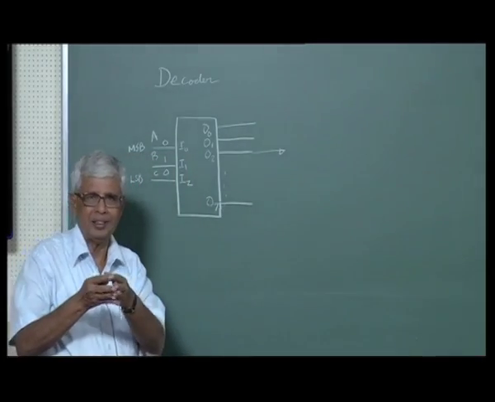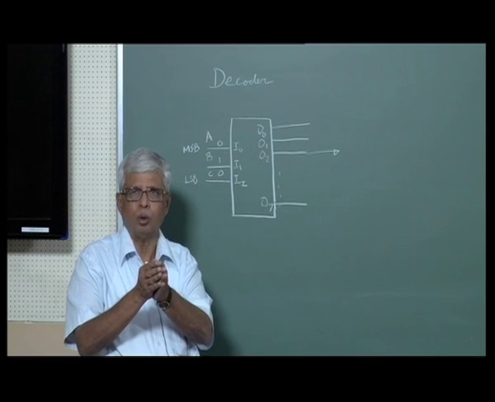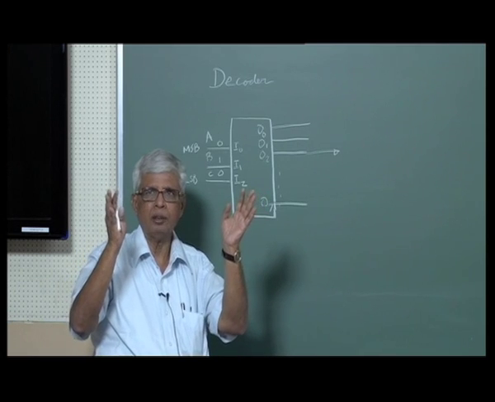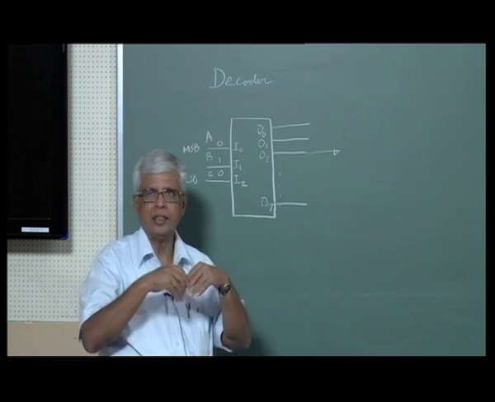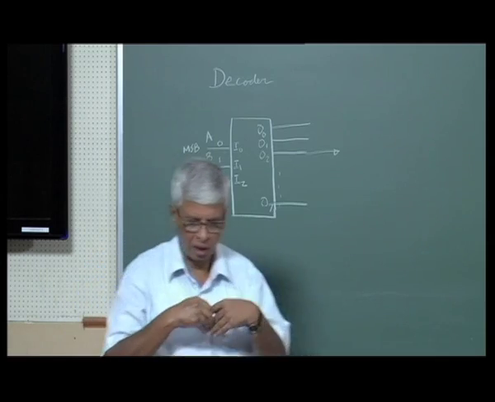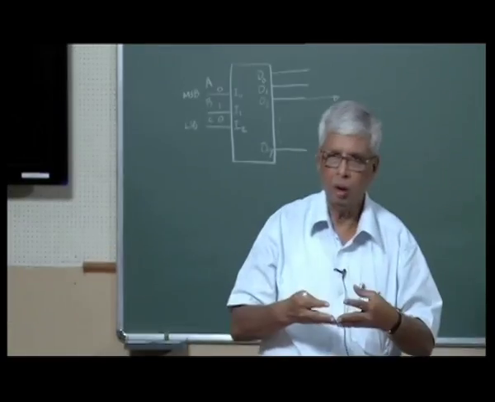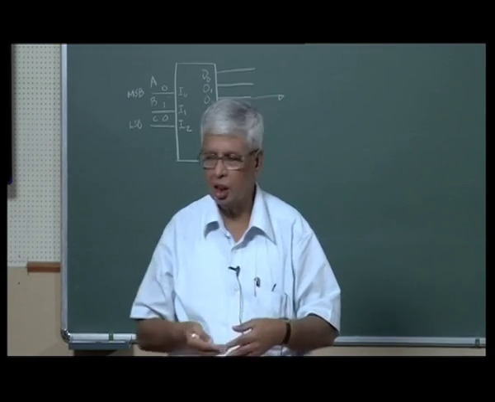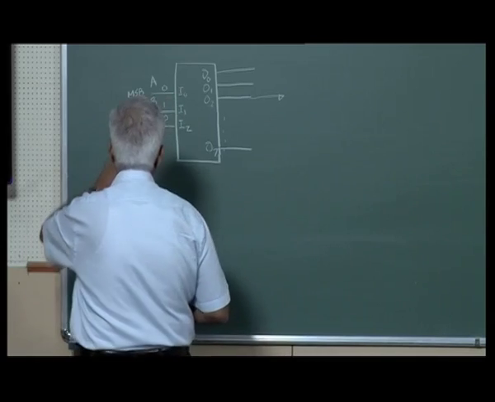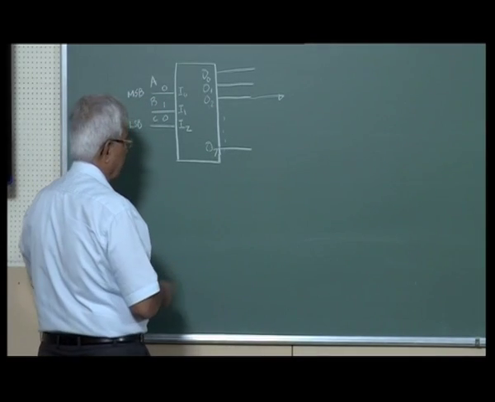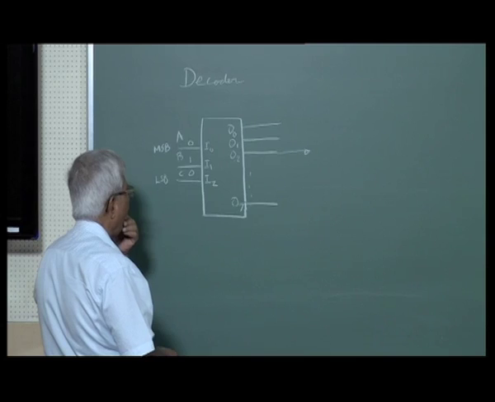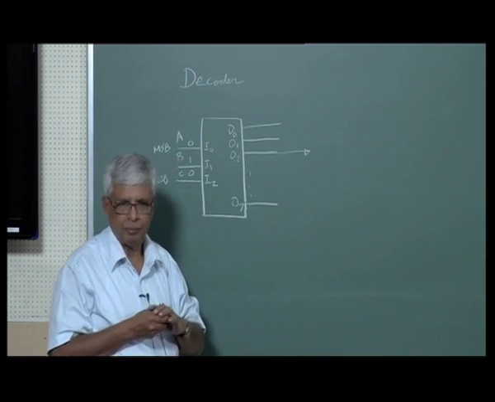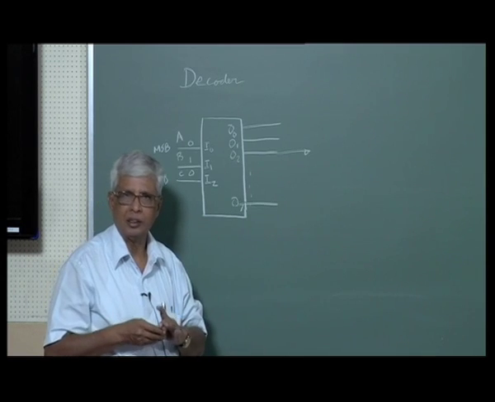This is something like, we talked about ASCII codes, 7 bits expanding into 127 possible combinations. Each letter has a code, each uppercase letter has a code, lowercase, each numeral, each special symbol. Like that, here also I can have 8 codes, and each of these codes will result in one application, one output. This is very useful for implementing logic functions.